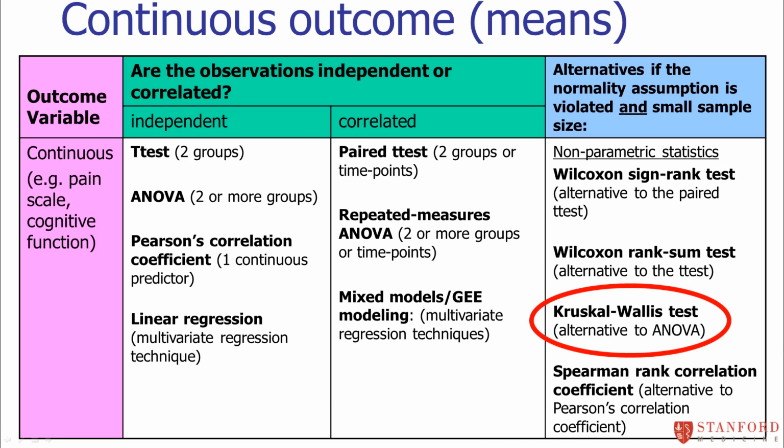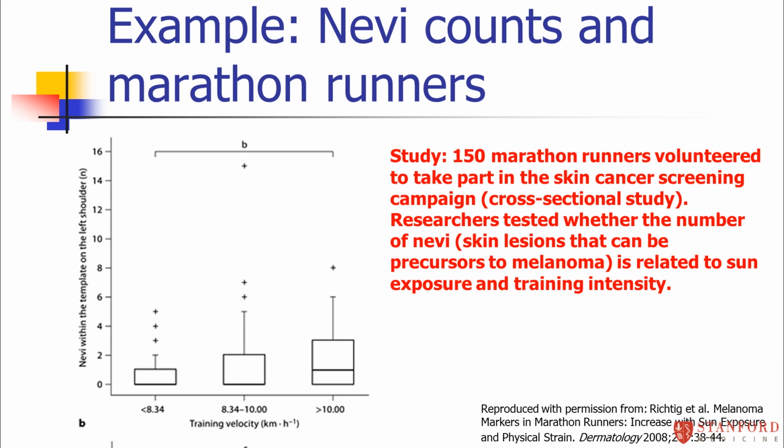Compare those sums of ranks. Here's an example. There was a study done on marathon runners. Ooh, it's a cross-sectional study. Marathon runners tend to spend a lot of time in the sun, so they develop a lot of skin lesions from sun exposure. They develop something called nevi, which can be precursors to melanoma, so they're worrisome.